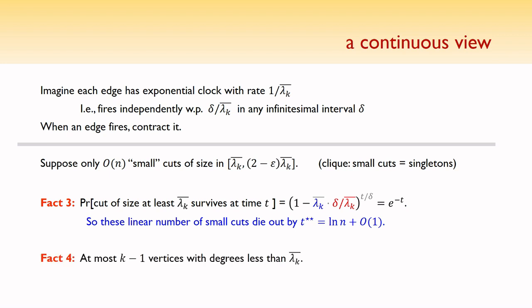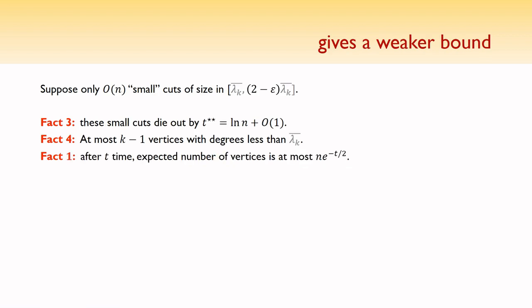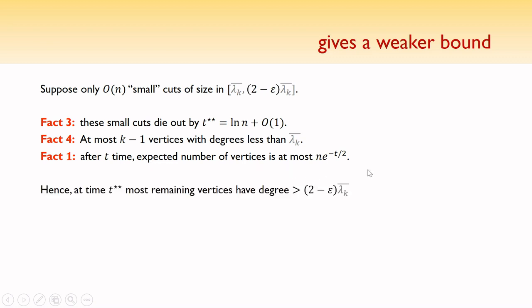So finally, what about cuts of size less than lambda k bar? Well, it turns out there can only be k minus 1 of these. If there are more, then those themselves will make a k cut of size less than opt, which would be a contradiction. So together with these facts, and the first fact, that by time t I expect the number of vertices to be at most this, that means that by time ln n, which is again much less than 2 ln n, we should expect most remaining vertices to have degree at least twice lambda k bar, which is again a factor 2 more than the original Karger-Stein analysis shows.